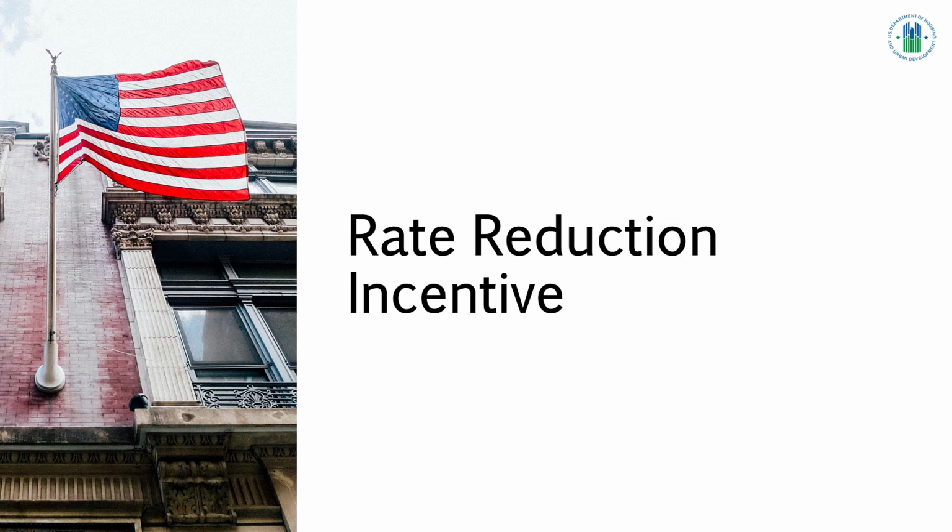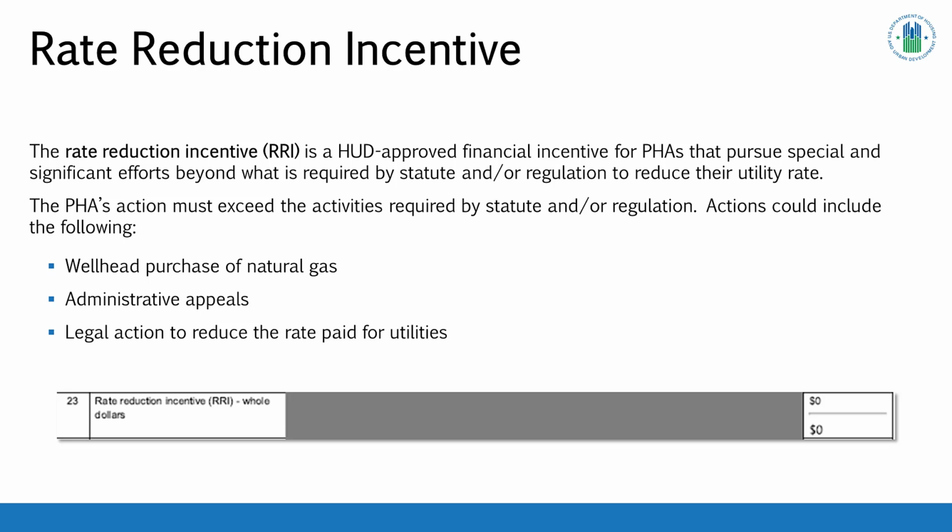There's another rate reduction incentive as well. The rate reduction incentive is a HUD-approved incentive to pursue special significant efforts beyond what's required by statute or regulation. So the housing authority is doing something extra to reduce their energy costs to the PHA. That could mean going directly to the wellhead to purchase natural gas, taking some legal action to reduce rates paid for utilities, and other types of actions as well.